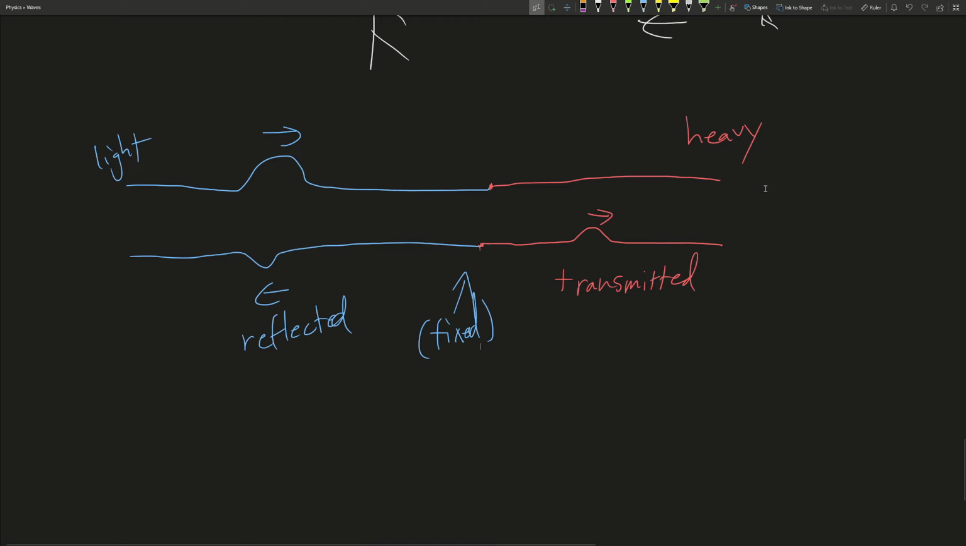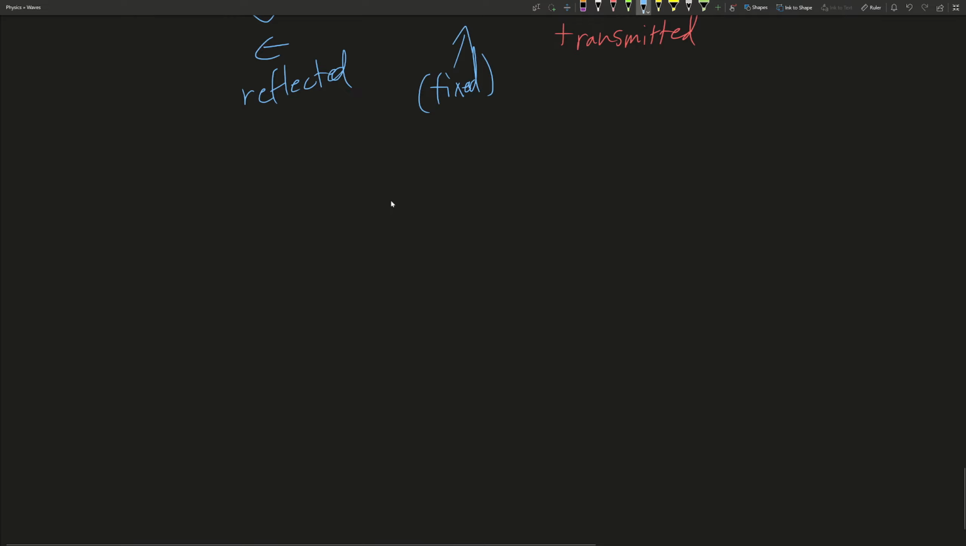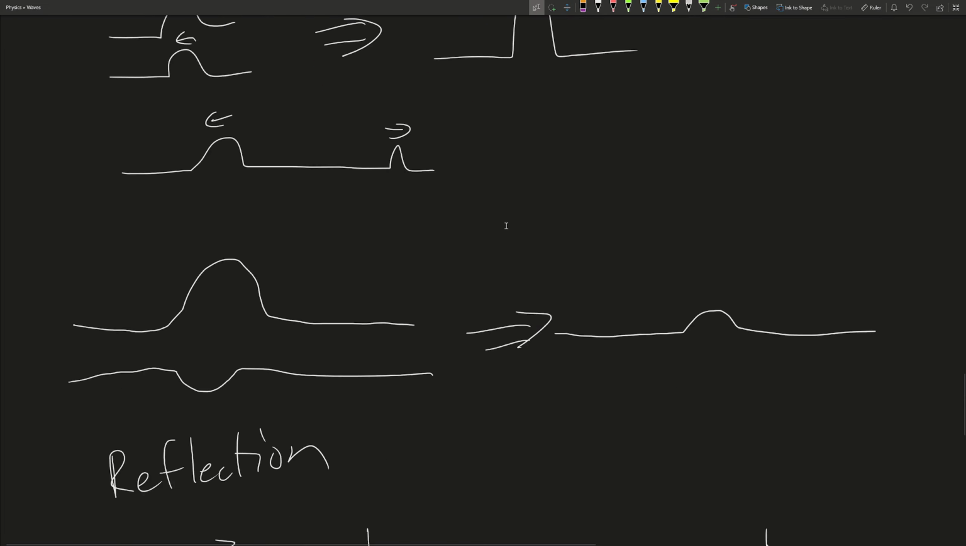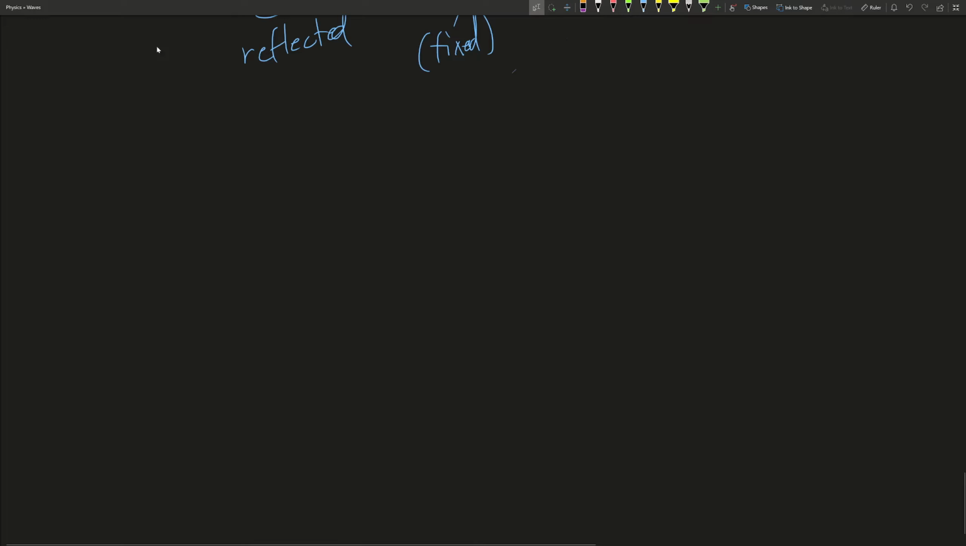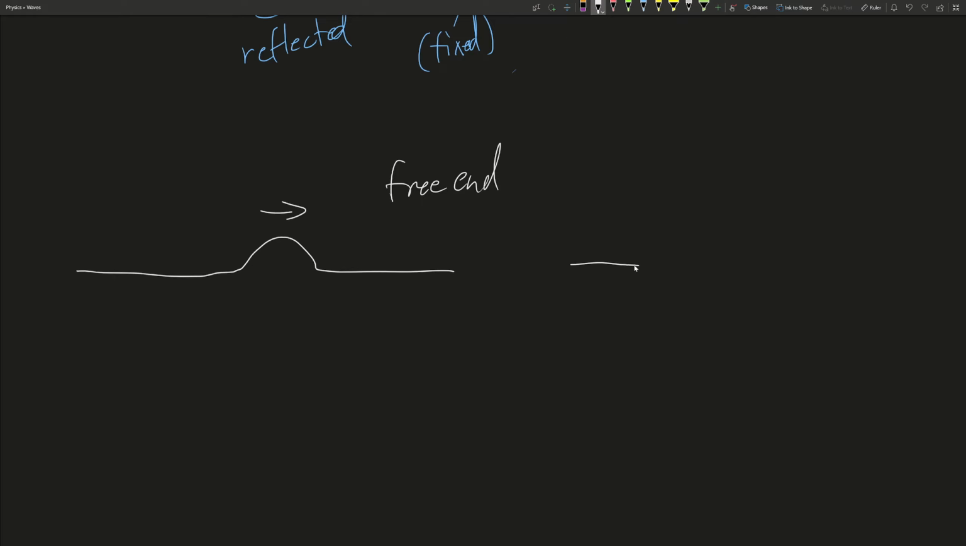Okay, so now what if we have a string that has a free end? Remember, this is a fixed end. If we have a wave traveling on a string with a free end, when it gets reflected, it's not going to invert. With a free end, again, there are animations online that can show this. When the end of the string is free, the pulse does not invert. And so the application of this is the opposite of above.